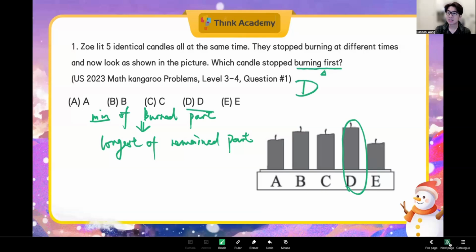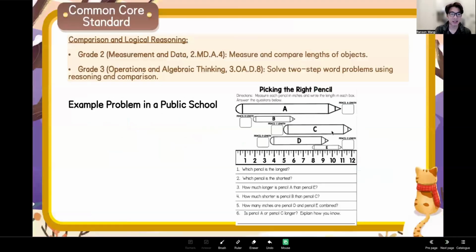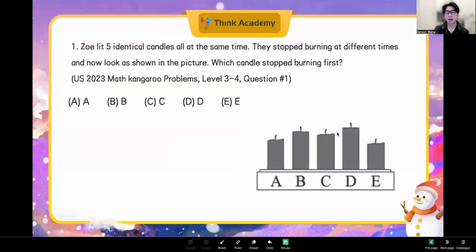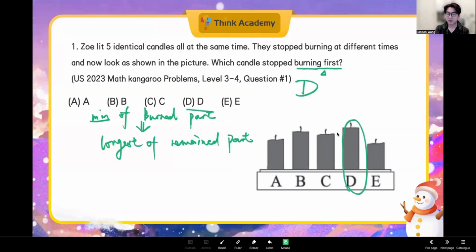And this is also a commonly tested question in the Common Core standard. It often shows up in grade 2 or grade 3, but in school, the teacher will only have you compare, for example, two pencil lengths directly, which one's shortest, which one's longest. But here you're adding more layers. First you have to understand what it means to burn first. You have to convert that into, oh, that means the shortest part got burned. And if you have the shortest burned part, that means you have the longest remaining part.